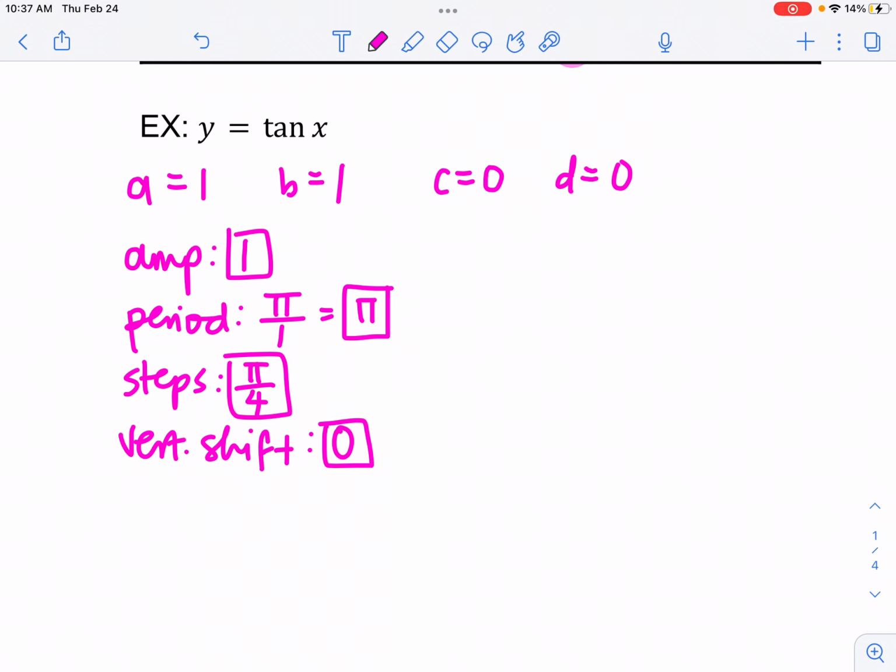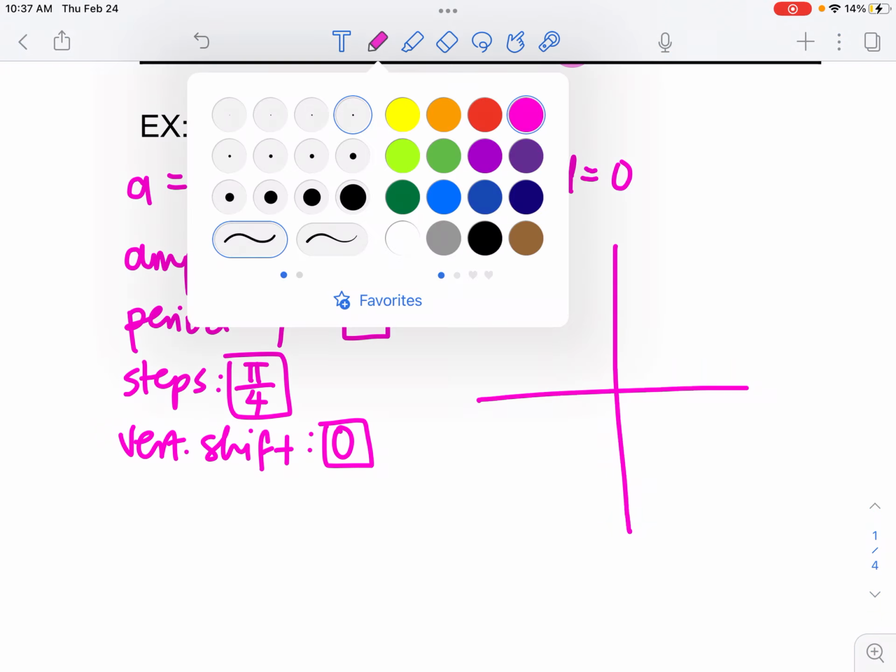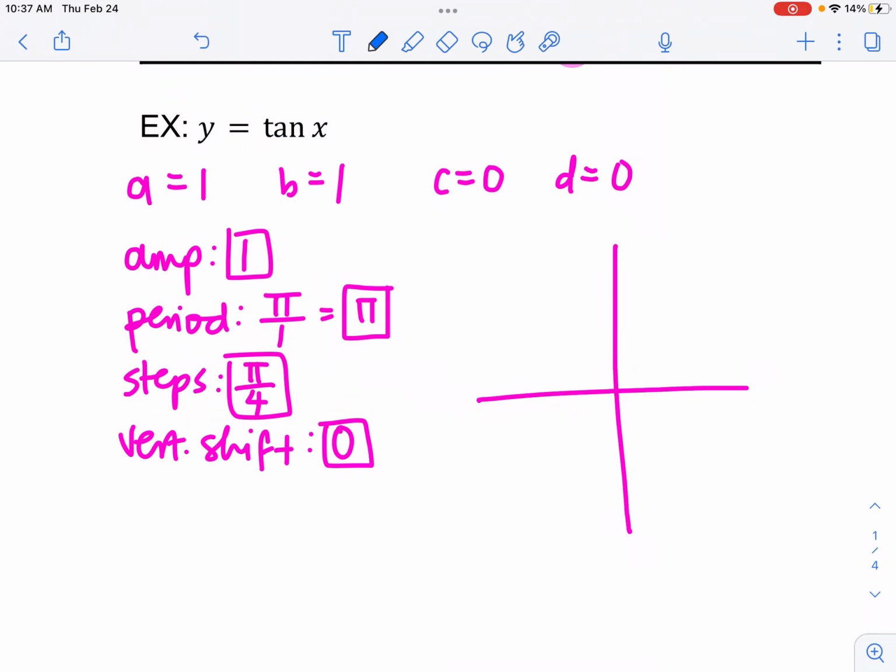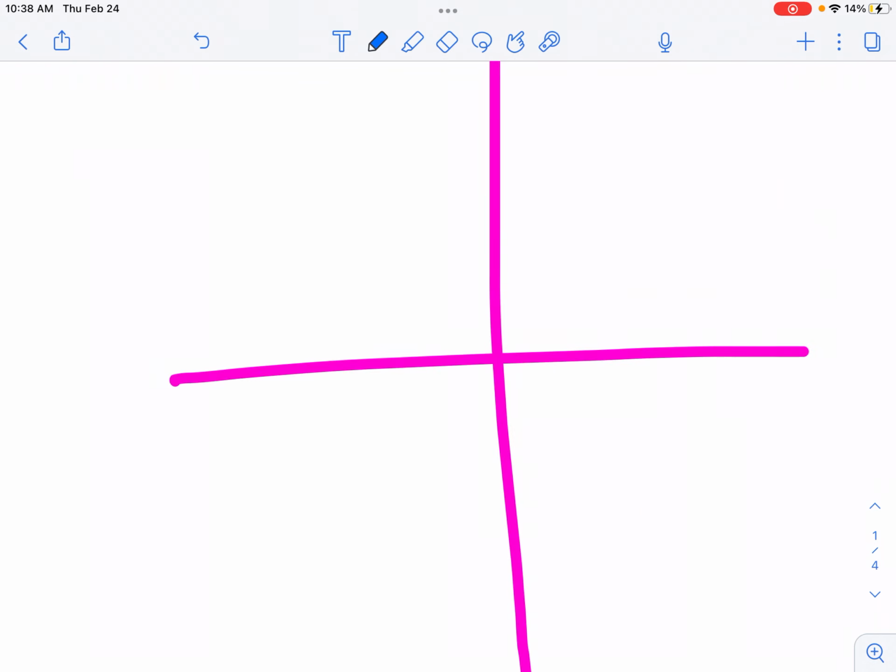So now I'm going to come on to the side here and start my coordinate plane. I always like to start with the x-axis. Sometimes that's the hardest, so I like to just get that over with. Let's do blue. So our steps are pi over 4. That means with tangent, you're only going to do 2 steps to the right and then 2 steps to the left. And then, of course, you've got your center there.